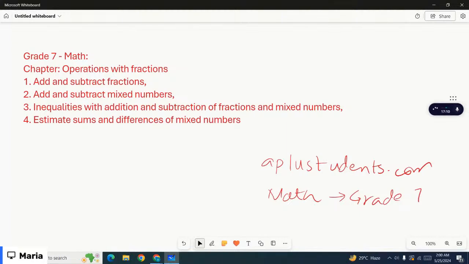We're going to start with the chapter operations with fractions. The lessons we're going to cover today are add and subtract fractions, add and subtract mixed numbers, inequalities with addition and subtraction of fractions and mixed numbers, estimate sums and differences of mixed numbers, right? So please make sure you have your notebook and pencil so that you can note down the important examples and definitions as well.